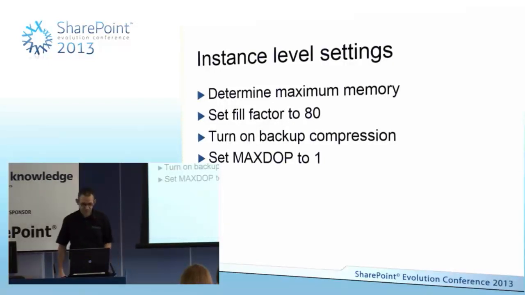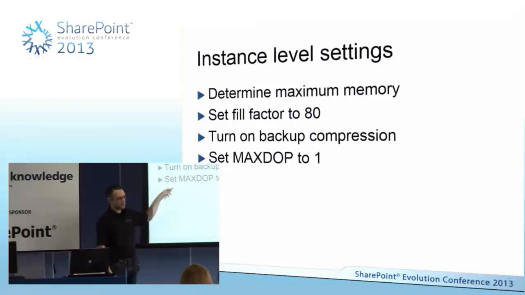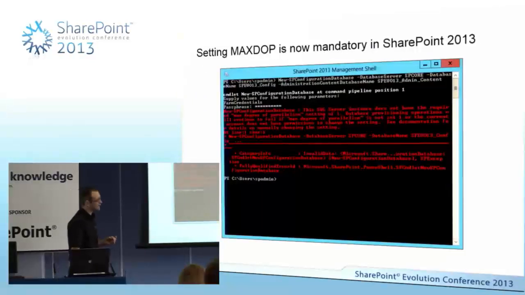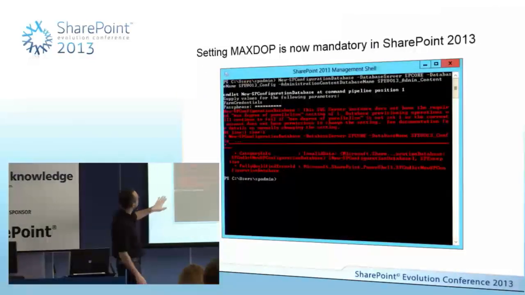MAXDOP stands for maximum degree of parallelism, and it configures the way SQL Server is handling the way queries are executed. By default, SQL Server determines itself how many processes are used to run a query. But for SharePoint, it's a best practice to set this to 1. So only one CPU core will be used to execute a SQL Server query for SharePoint. For 2010, this was recommended. But for 2013, you have to do this.